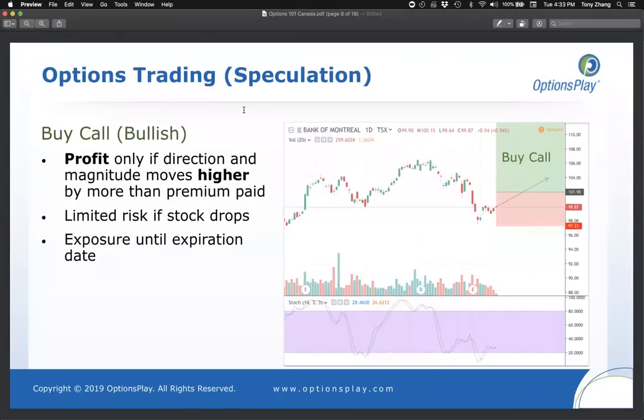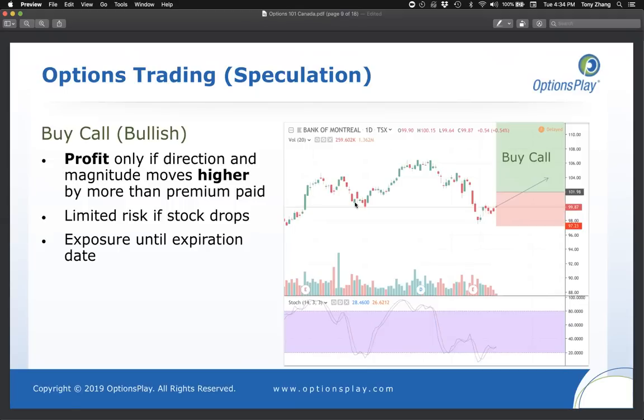So first, let's talk about speculation. Let's talk about buying a call option. This is a simple strategy. This is probably one of the first strategies that you'll learn as an options trader. Buying a call option is bullish. However, one of the biggest differences between buying a stock and buying a call option is that when you buy a stock, the second the stock moves up even by a penny, you're going to make money. When you buy a call option, that's not the same. When you buy a call option, you will only profit if the direction and magnitude moves higher by more than the premium that you've paid for that call option.